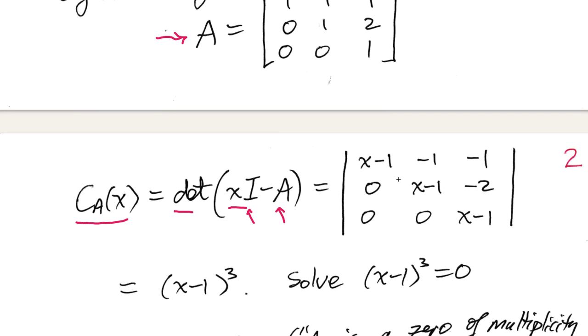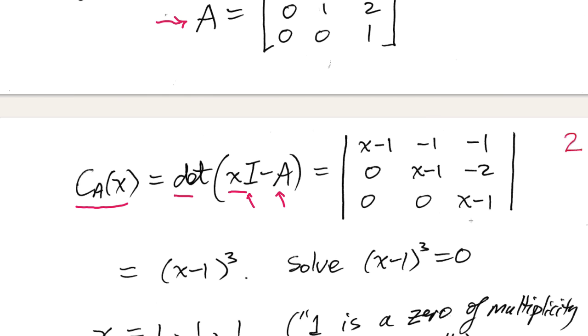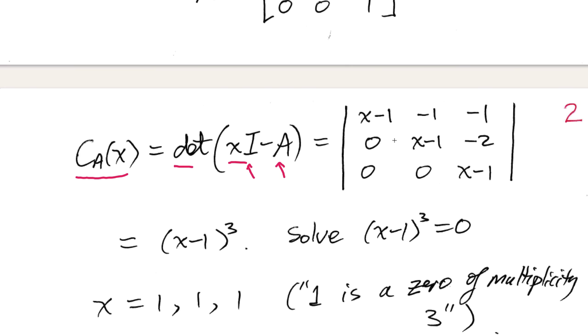You remember from our study of determinants that the determinant of an upper triangular or lower triangular square matrix, obviously, is the product of the main diagonal entries. Now, since that's true, we're not going to go through the entire expansion here. We're going to use that little fact. All I'm getting for my determinant here is the product of these main diagonal entries. So that would be x minus 1 times x minus 1 times x minus 1, or x minus 1 cubed.